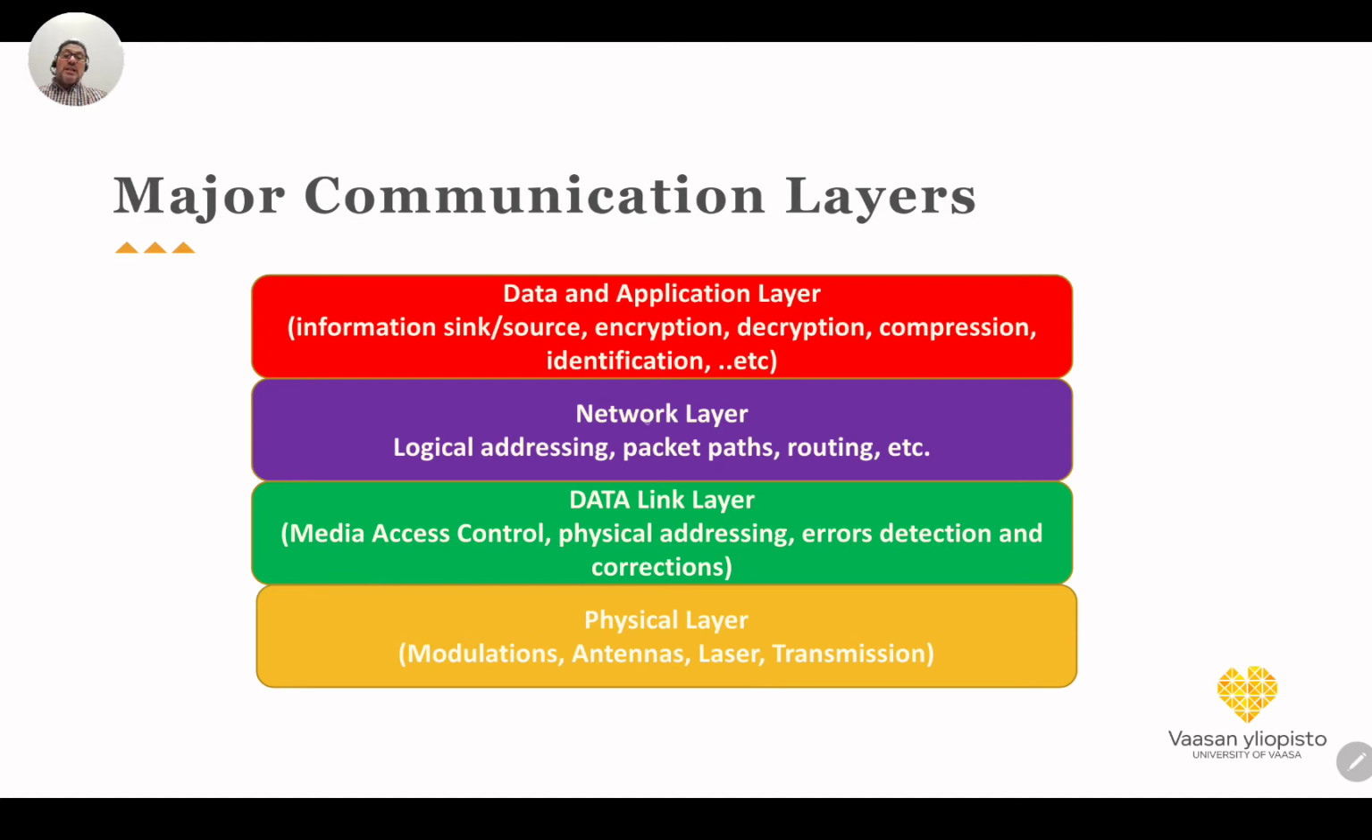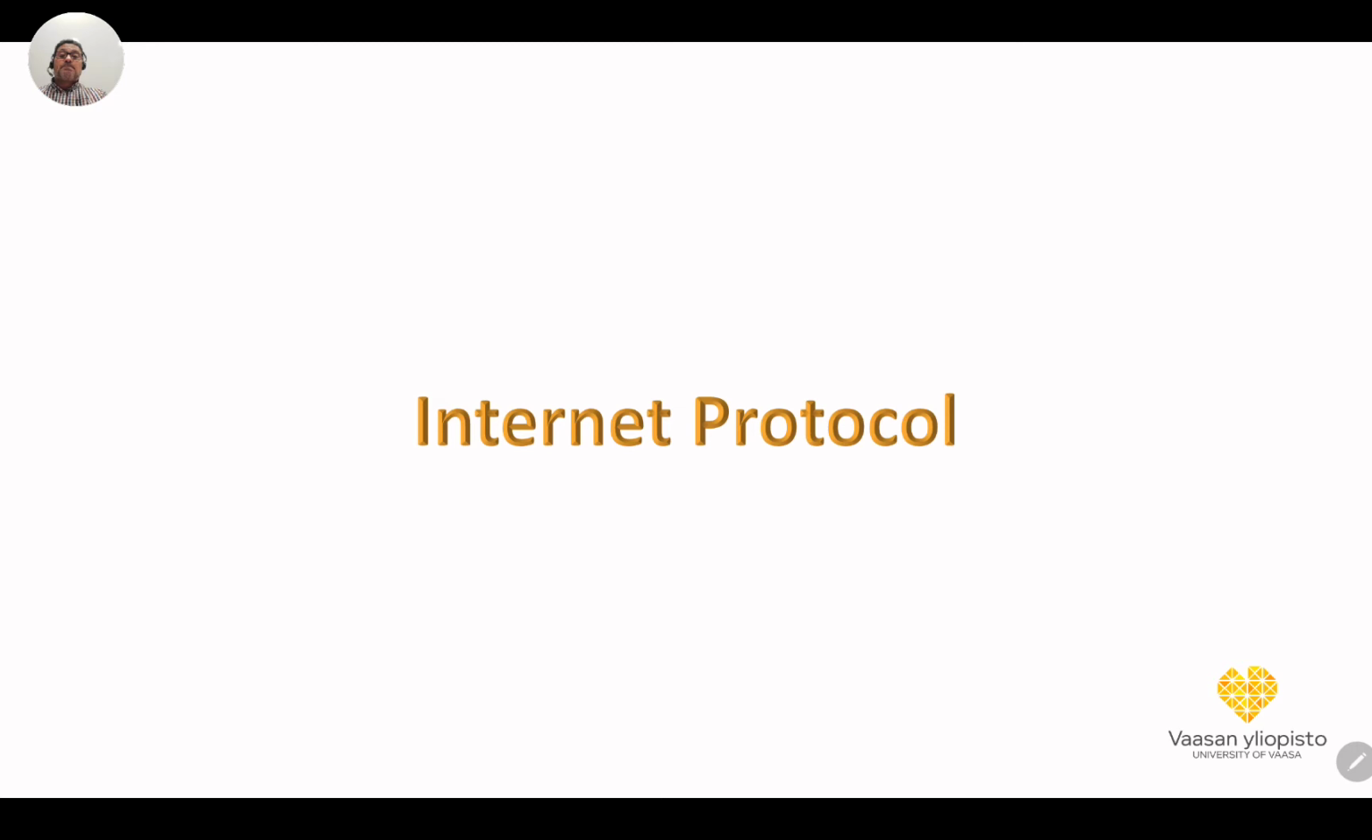Then we have the network layer, where we have logical addressing, packet paths, routing, and so on. We have the data link layer, where we have media access control, physical addressing, error detection and correction, and the physical layer, where we have the modulation, antennas, and for example, if we have fiber optic transmission and so on.